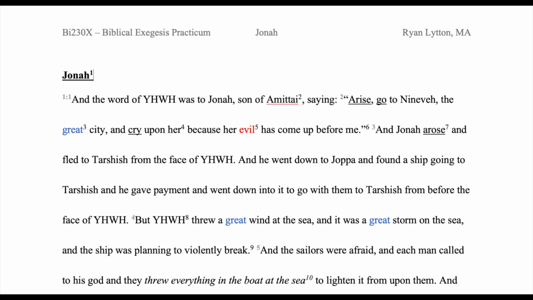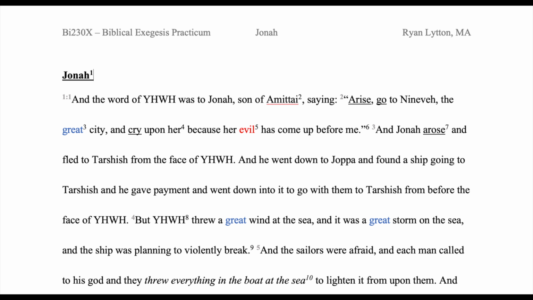Second, you'll see that great is blue. That's because great shows up a lot in this book, and that's just an important thing for us to notice. And then you'll see evil is red. And so the same thing, this word evil, and sometimes it isn't translated as evil, comes up a lot, and it's important for us to note that.